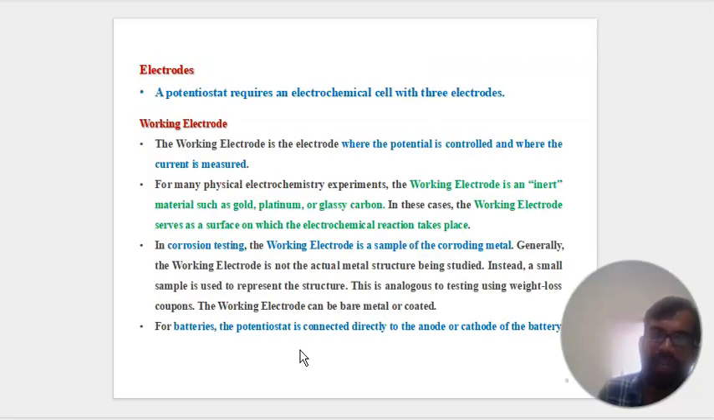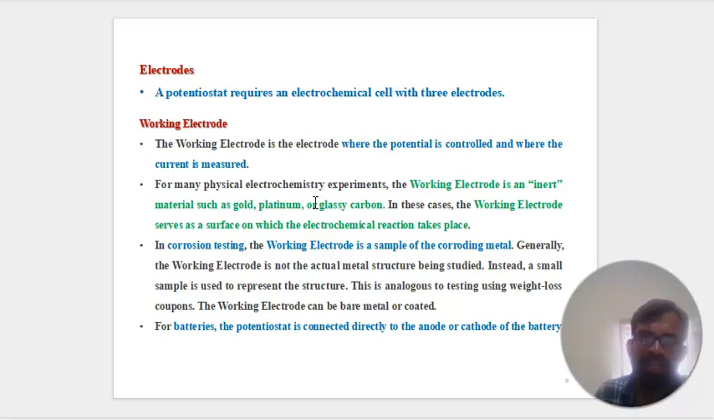Now coming to the electrodes. Potentiostats require an electrochemical cell with three types of electrodes. Working electrodes. The working electrode is where the potential is controlled and where the current is measured. In many physical electrochemistry experiments, the working electrode is an inert material such as gold, platinum, glass, carbon. The working electrode has the surface where the electrochemical reaction takes place.